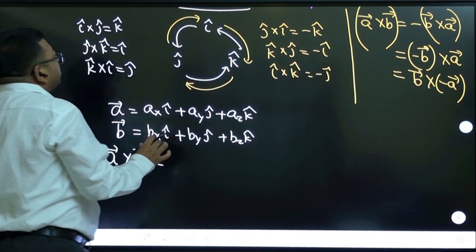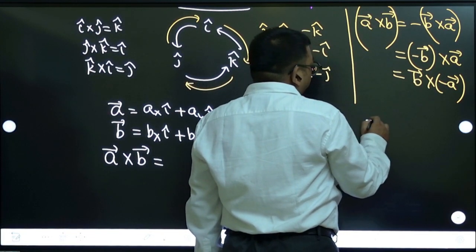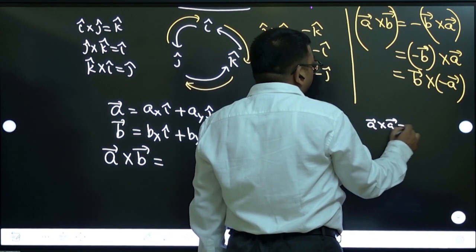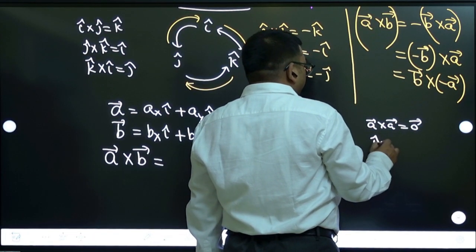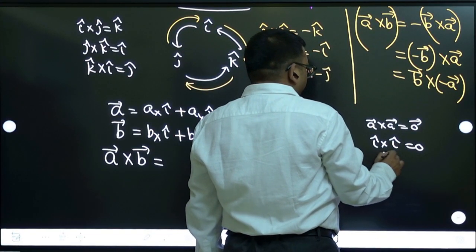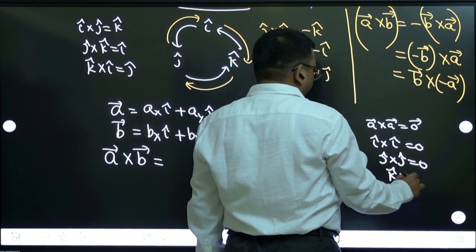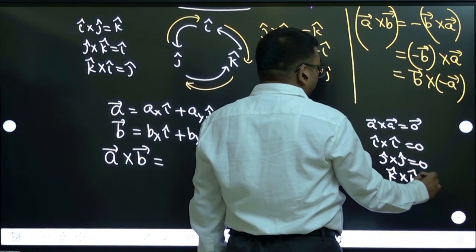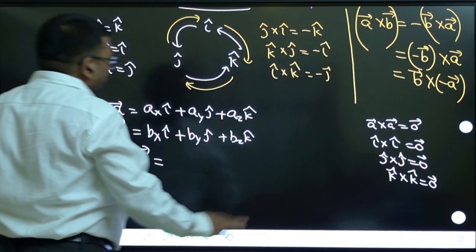So i cross i will be what? Also note that same vector cross will be 0. A vector cross A vector will be 0 always. 0 is also a vector, you may write it. Similarly, because the angle is 0 between the same vector, i cross i is 0, j cross j is also 0, k cross k is also 0. You may write 0 as a vector, or even simply write 0, it doesn't matter.